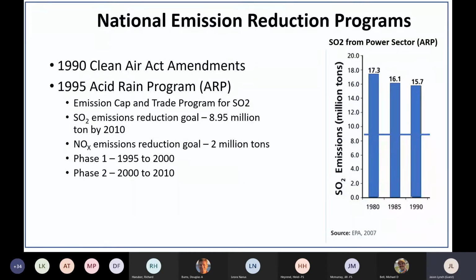The acid rain program's goal was to cap and trade, which is a novel program. They were going to cap SO2 emissions at 8.95 million tons. The program would be fully implemented by 2010. And so the goal was to bring these very high levels of sulfur emissions at least to below 8.95 million. NOx as well had a goal of 2 million tons.